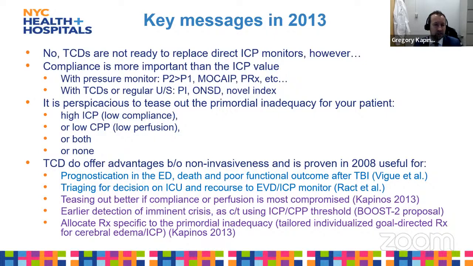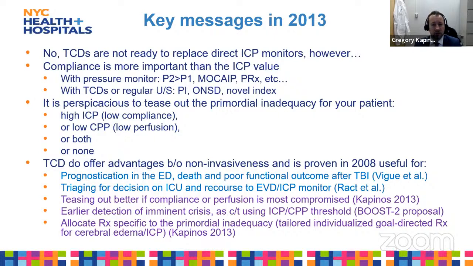And if you use TCDs in conjunction with the ICP, or when you only have TCDs instead of a probe in the brain measuring the pressure, you can also infer about the compliance and the perfusion status of your patient. So we can use more TCDs in neurotrauma, or even regular ultrasound machines, as I said, to infer those compliance issues. So in 2009 and until 2013, when I put up that slide, I would say there was a lot of traction on using a single index called the pulsatility index. And some other body of literature was talking about the optic nerve sheath diameter.